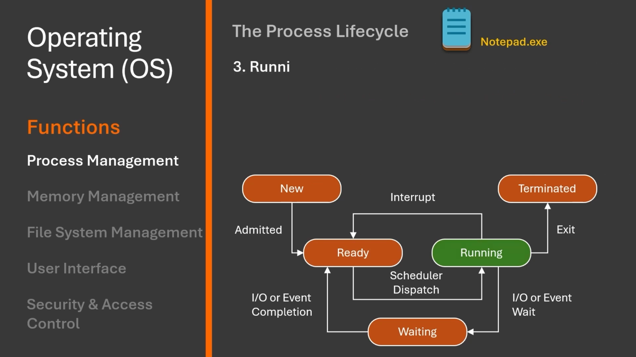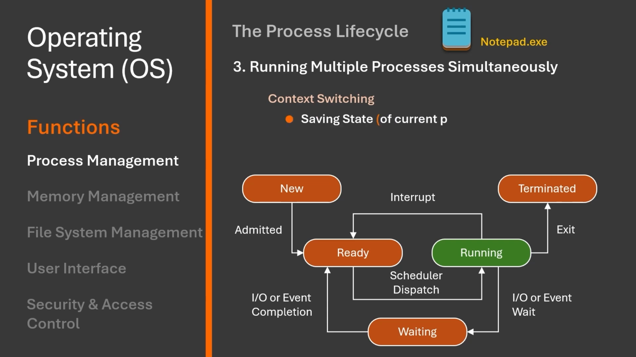To run multiple processes simultaneously, the operating system performs context switching. When the CPU switches from Notepad to another process, the operating system saves Notepad's current state in its PCB. The operating system then retrieves the saved state of the next process, such as Google Chrome, from its PCB and loads it into the CPU. This allows the CPU to resume execution from where the previous Google Chrome process left off.